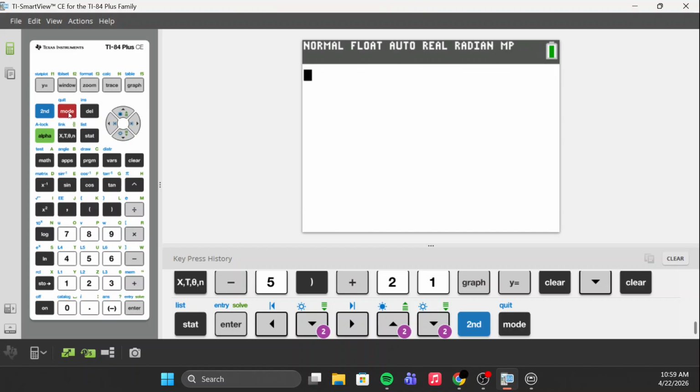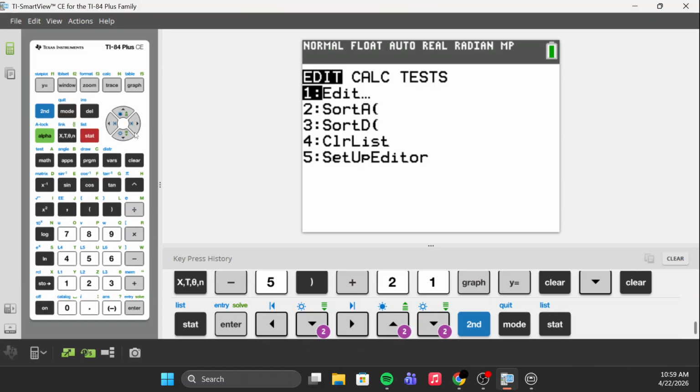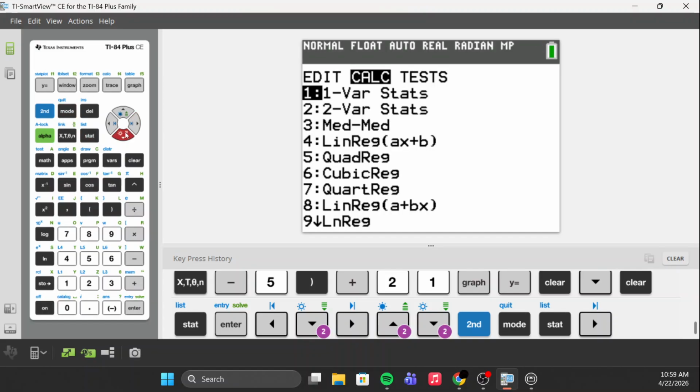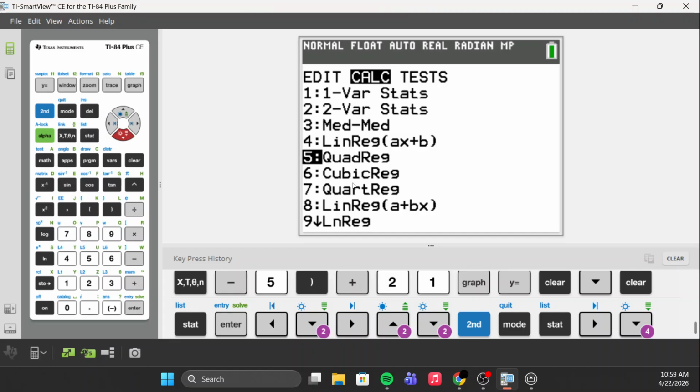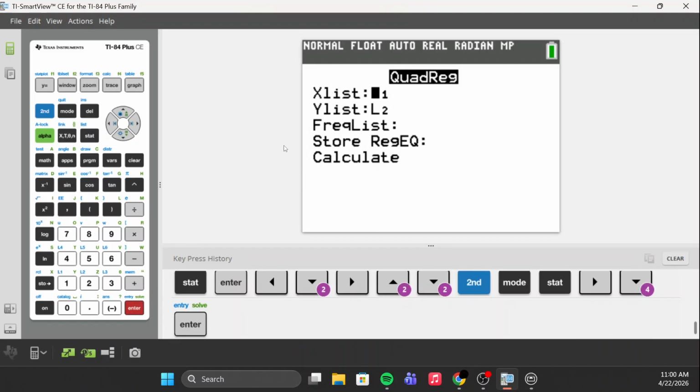After I'm done with that, we're going through this right now. Once I do that, again, I'm going to go to Stat, go to Calculate. They said this was a quadratic function, so I want to go to quadratic regression. Be careful, this is a quartic. Don't get them mixed up. If I want to do a quadratic, it should look like this. So my X list is list 1.